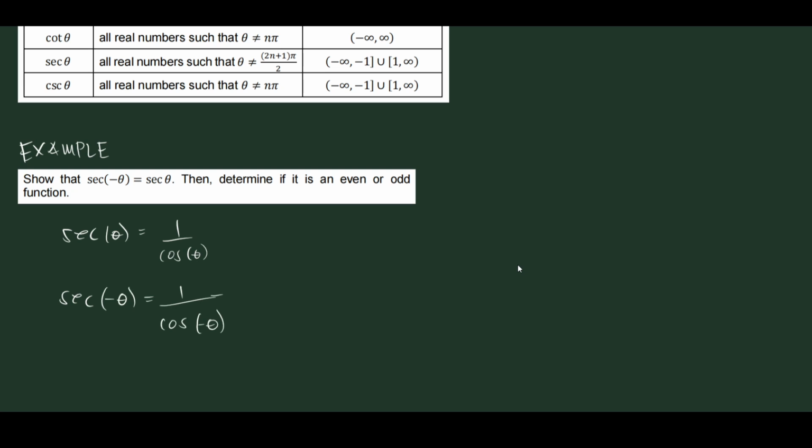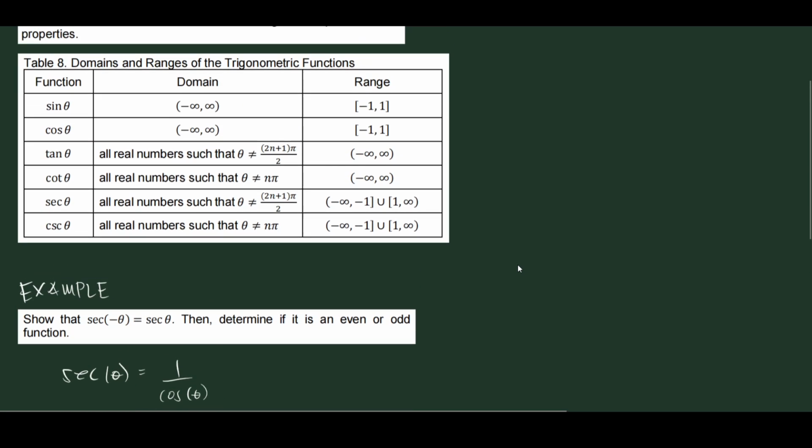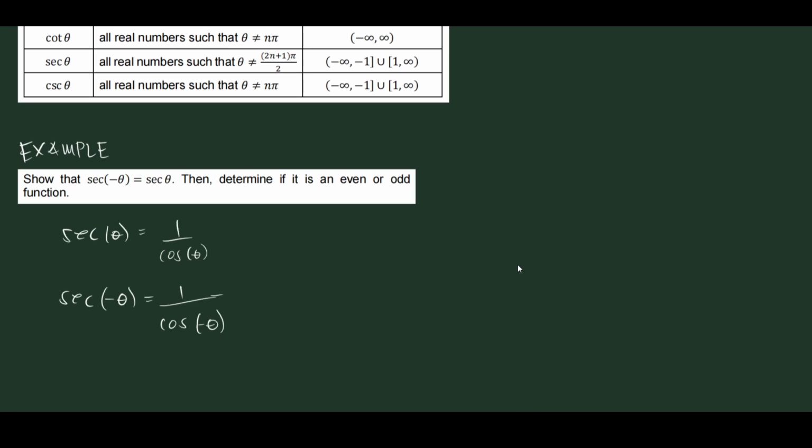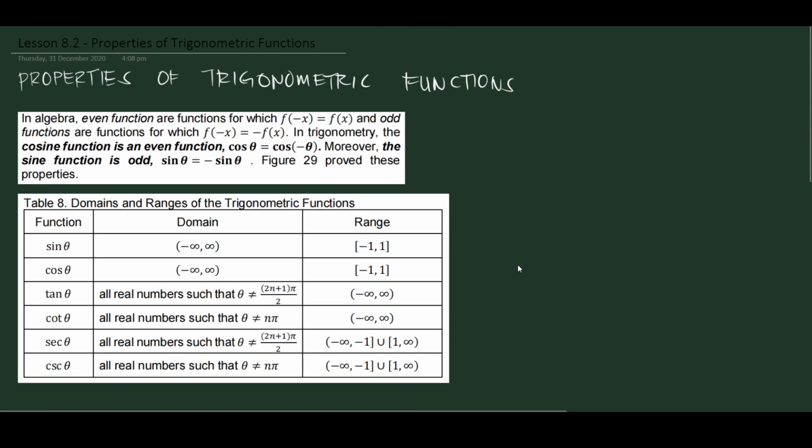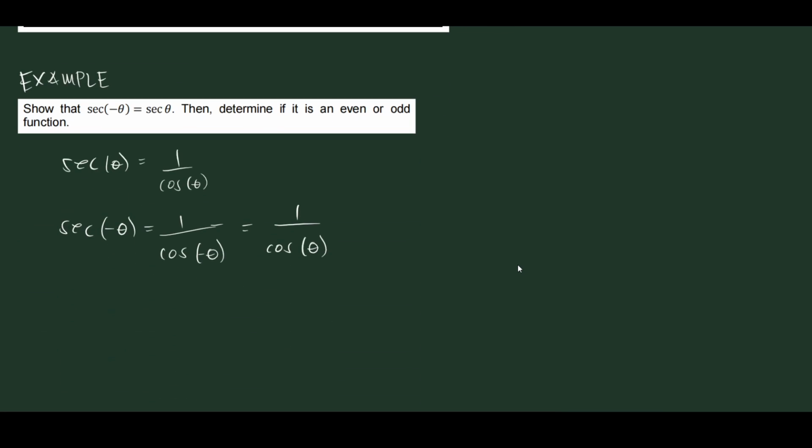We know that cosine theta is even. Therefore, cosine negative theta is equal to cosine theta, because if you go back here, you can see that cosine theta is equal to cosine negative theta. As you can see here, it's the same. So therefore, this is equal to secant of theta. Therefore, we can say secant theta is even.